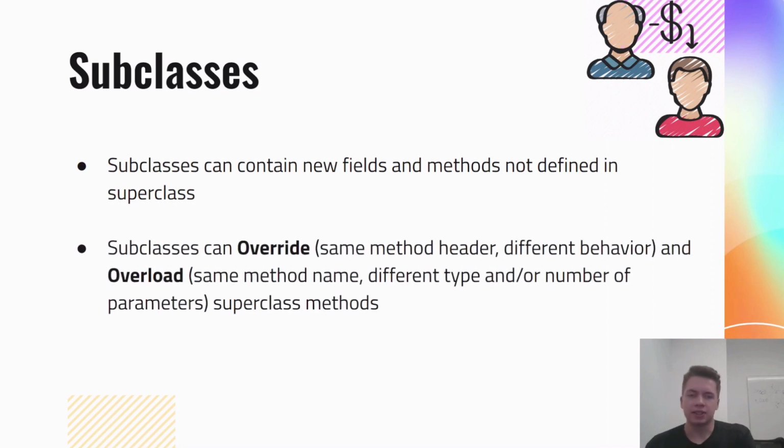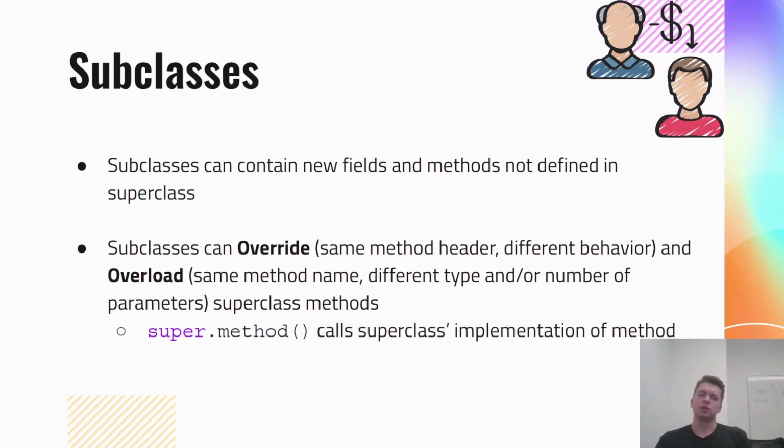In addition to inheriting state and behavior, subclasses can contain new fields and methods not defined in the superclass. So we can add fields and new methods, no problem. And if we wanted to change the behavior of a method from the superclass, we can override an existing method. This uses the exact same method header, so method name and number and type of parameters, to completely change the behavior of a method. Or we can overload a method, where we use the same method name, but change the type and/or number of parameters to create multiple methods with the same name that do different things. Super cool.